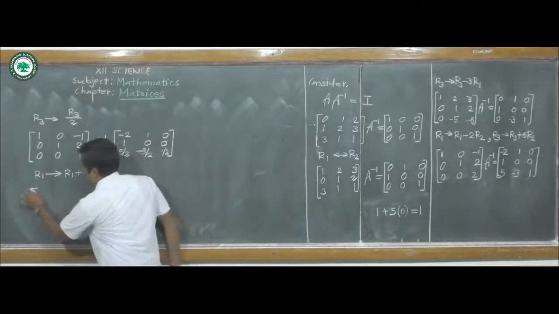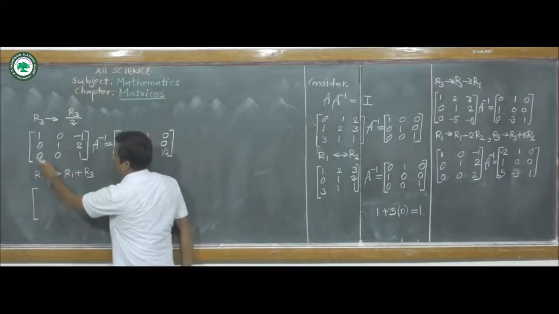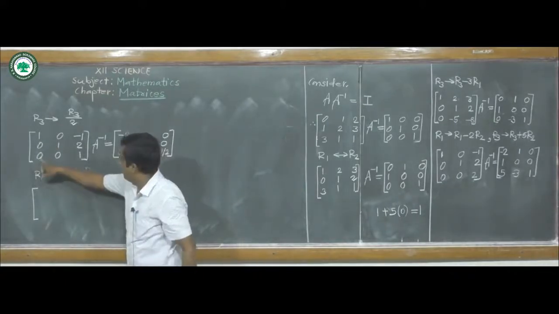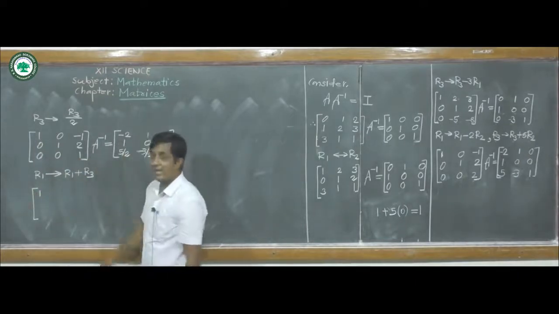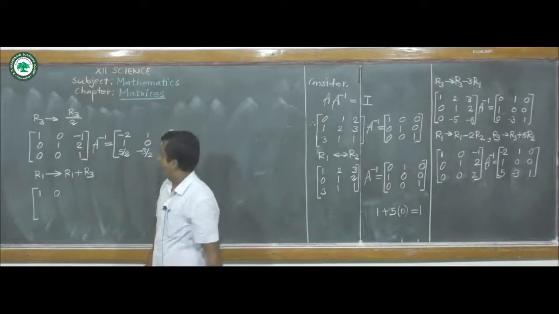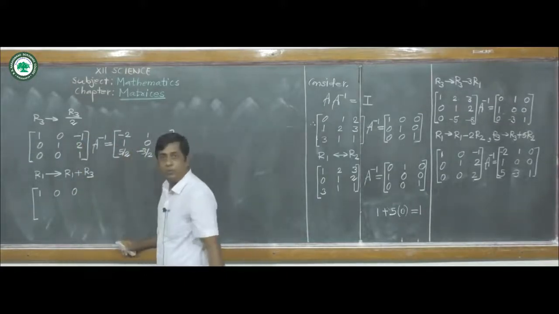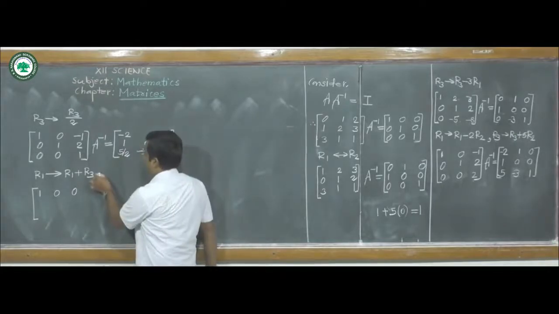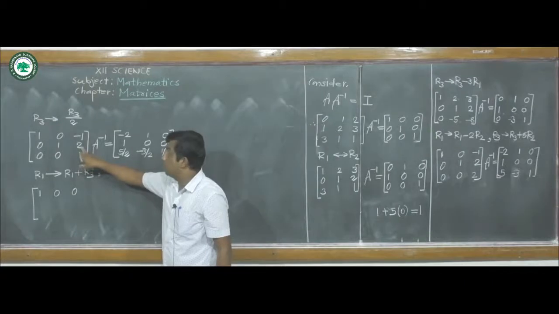So here, in the first row, 1 plus the first element from the last row, that is 1 plus 0 is 1. Next, 0 plus 0 is 0. Next, here minus 1 plus 1 is 0. Now we perform the next transformation on these 2. We have to reduce this 2 to 0.